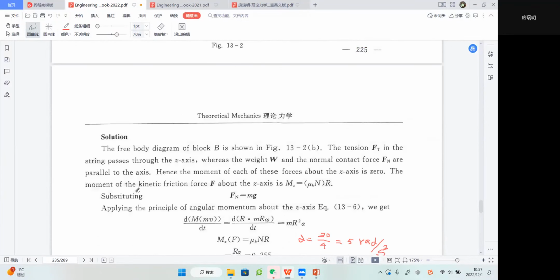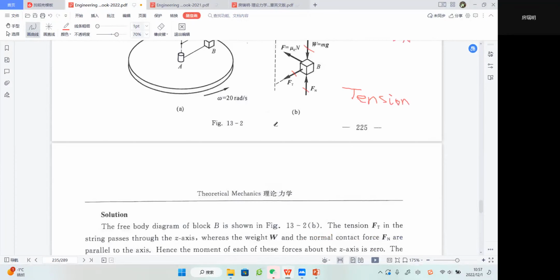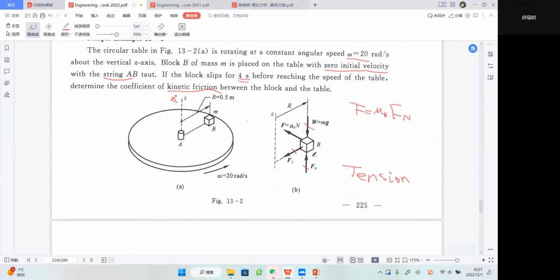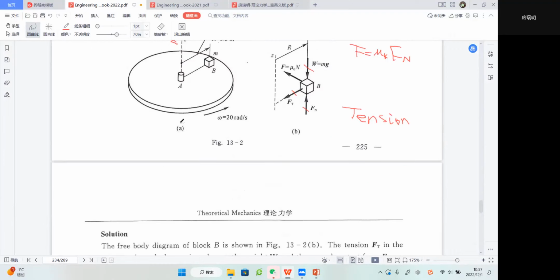So the moment of the kinetic friction force F, because its direction is along this direction, right? If we use A as the center and R as the radius, then we can draw a circle on this table. Actually, this F will be tangent to the circle at point B. You guys understand what I'm talking about?